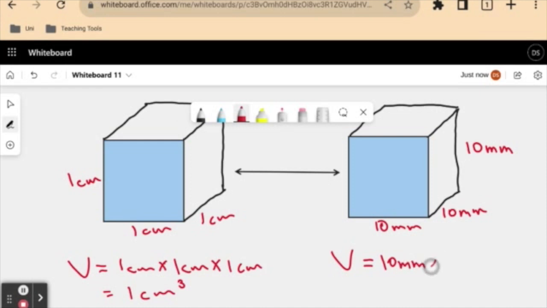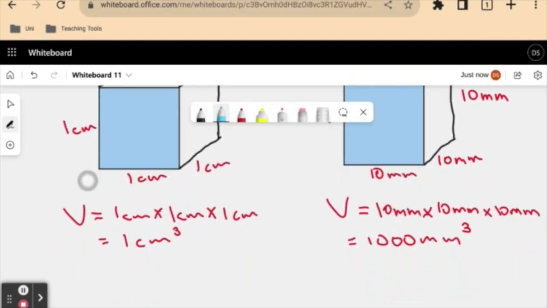So we have 10 millimeters by 10 millimeters by 10 millimeters. Okay. Taking this volume, 10 by 10, we get 100. 100 by another 10, we will end up with 1,000 millimeters cubed. And we observe another relationship between centimeters cubed, our volume, and millimeters cubed.